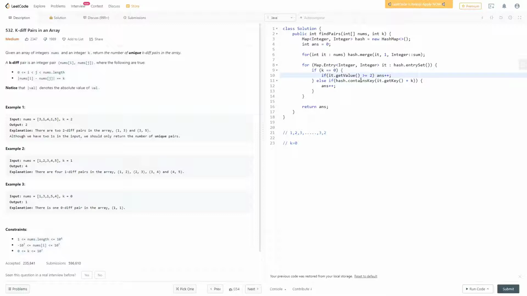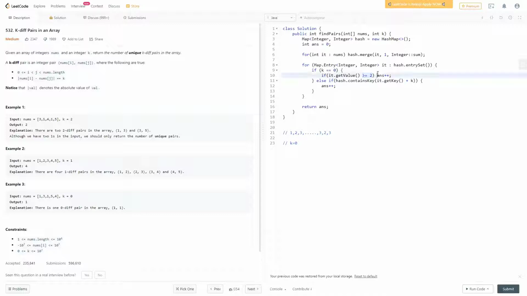And why am I not checking whether it's 3 or 4? Because if there are three 3s, I cannot make more pairs, since I need to check unique pairs. This 3 will go with this 3, and this 3 is also going with this 3, but we will consider only one. So it doesn't matter how many repetitions there are, if it is 2 or more, that means I can have only one unique pair through that number.